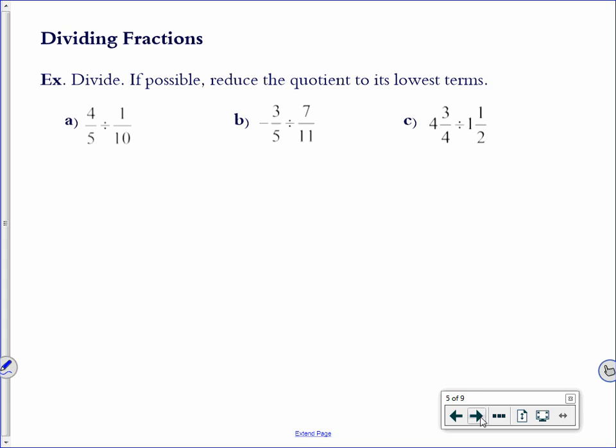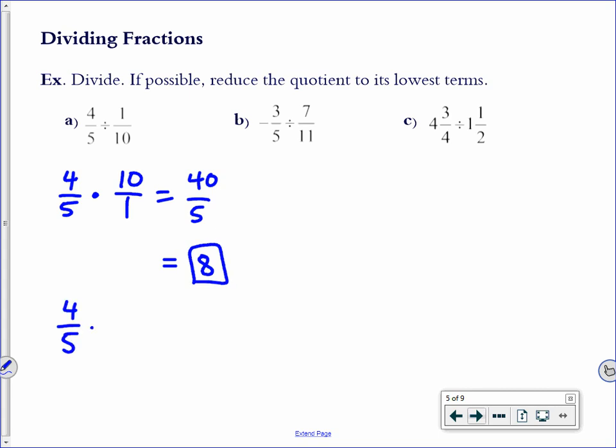We have 4/5 divided by 1/10. First thing we want to do is rewrite the problem as multiplication. As long as you do the reciprocal of the second fraction, you can rewrite it as a multiplication problem. And now it's a simple process again of doing straight across the top, straight across the bottom. And then reduce your final answer. 40/5 is just 8.